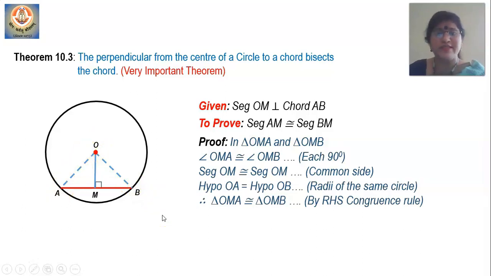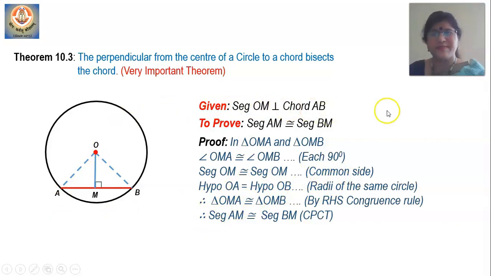And then after mentioning the test of congruency, what is the next step? CPCT. So CPCT is what you actually have to prove in this case. So AM is therefore congruent to BM because they are the corresponding parts of congruent triangles. So with this, we have proved a very important theorem. You have to remember this theorem. The perpendicular from the center of a circle to the chord bisects the chord. Okay, now let us look at the converse of this theorem.